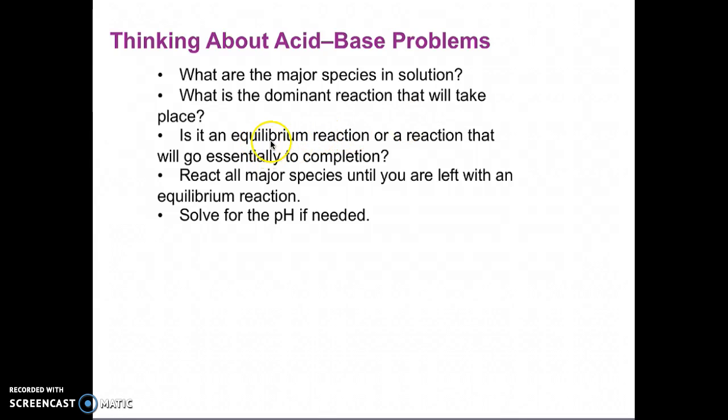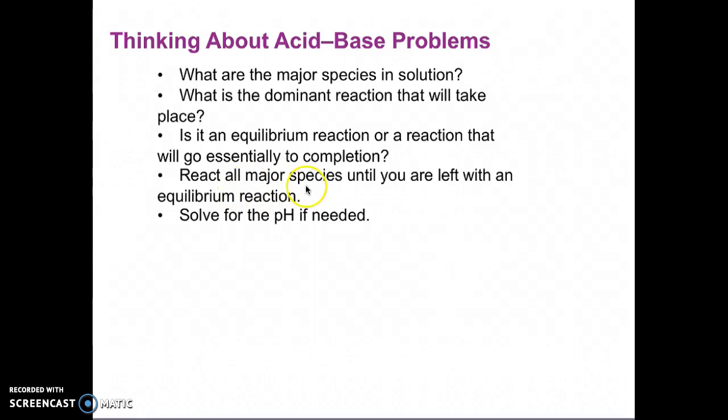Identify then if it's an equilibrium reaction or if the reaction will essentially go to completion. If it is a weak acid, that means you need to use RICE tables, and you'll learn about that in the next lesson. But if it is a strong acid, we essentially say that that reaction goes to completion. HCl wants to completely dissociate. HCl is a strong acid. HCl will break up essentially into all hydrogen ions and all chloride ions.